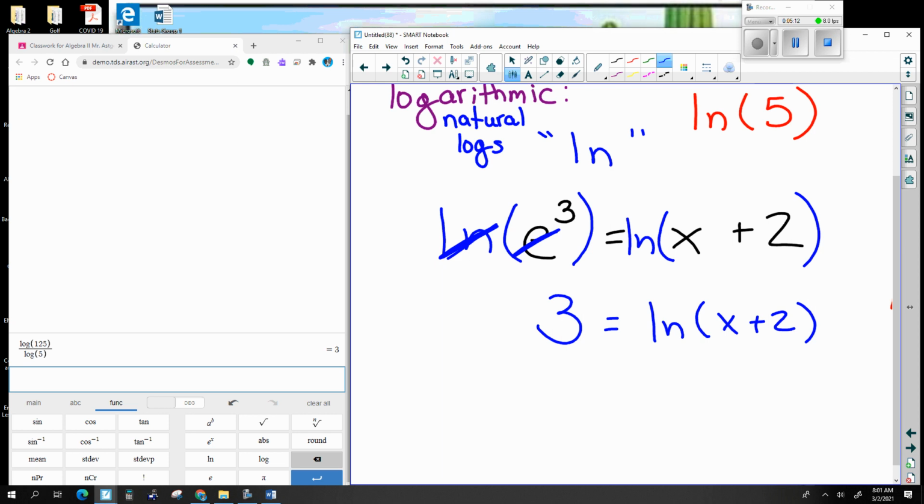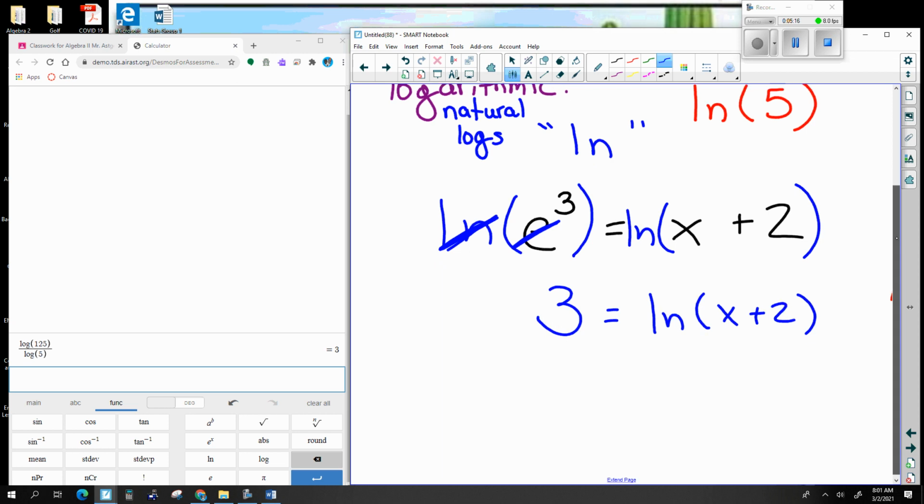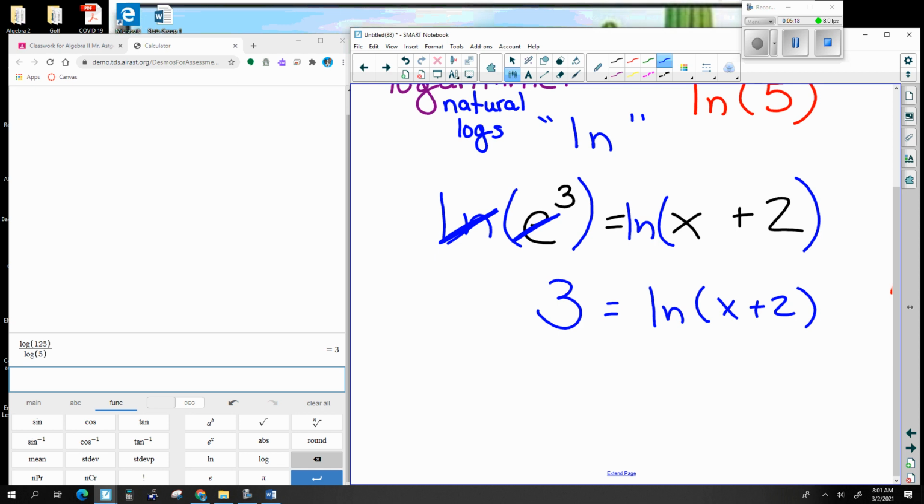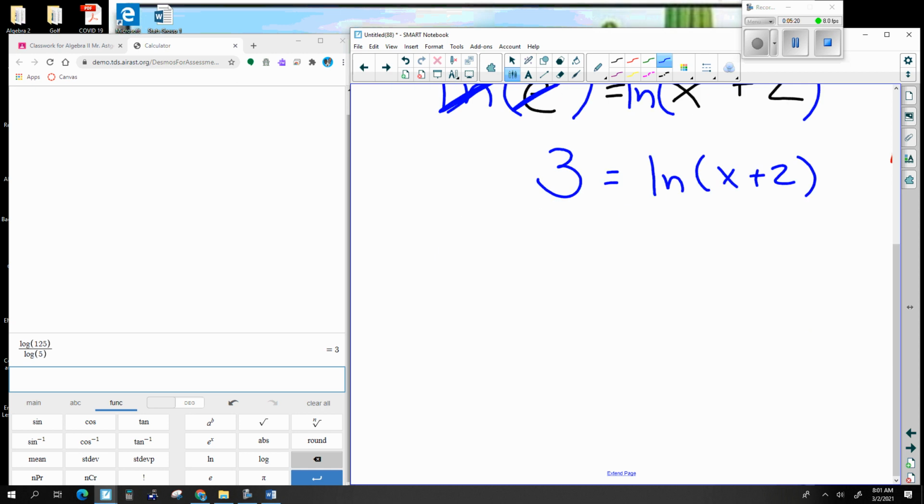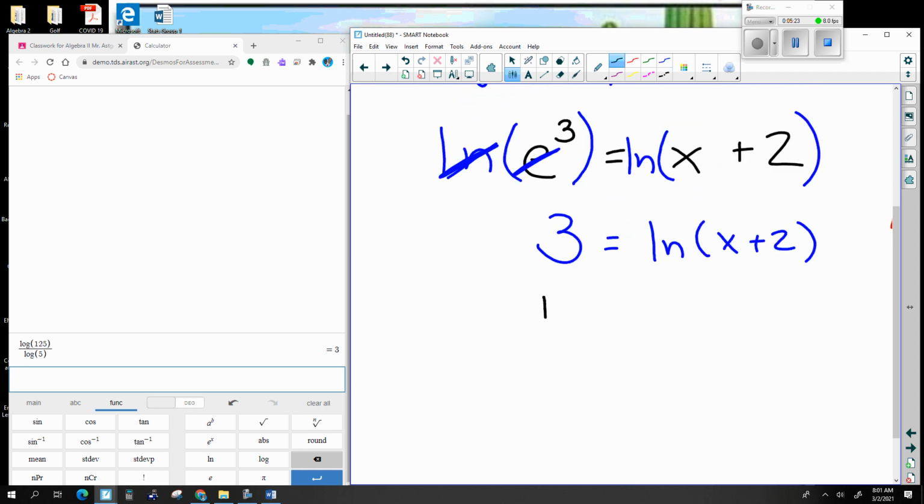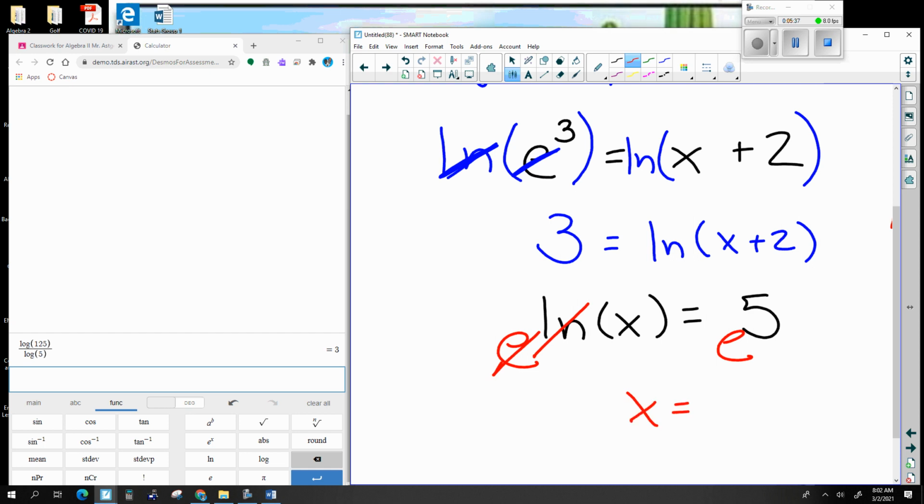You could do it that way. So ln undoes e, and vice versa: e undoes ln. So if I have the ln of x is equal to 5, I can put an e onto these things, and that undoes the ln. So x is equal to e to the 5th power. Kind of like that.